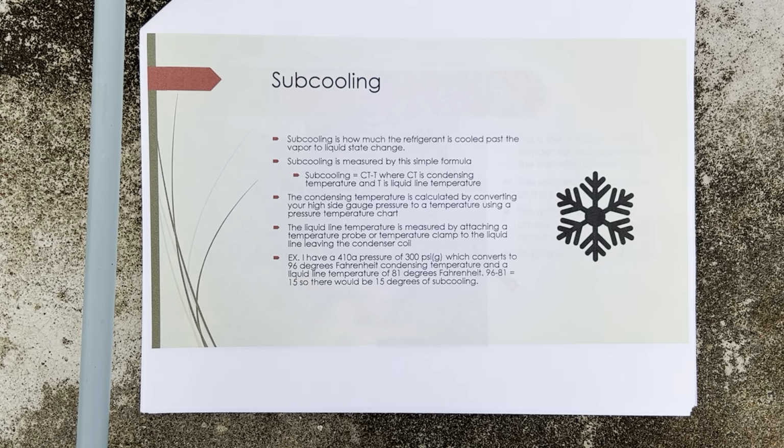So the liquid line temperature is going to be measured by attaching a temperature probe or temperature clamp to the line leaving the condenser coil. That's your liquid line. I put a little example down here. Say I have a 410A pressure of 300 psig. That converts to 96 degrees Fahrenheit condensing temperature and a liquid line temperature of 81 degrees. So 96 minus 81 equals 15. In that case, there would be 15 degrees of subcooling. And again, that's just an example.